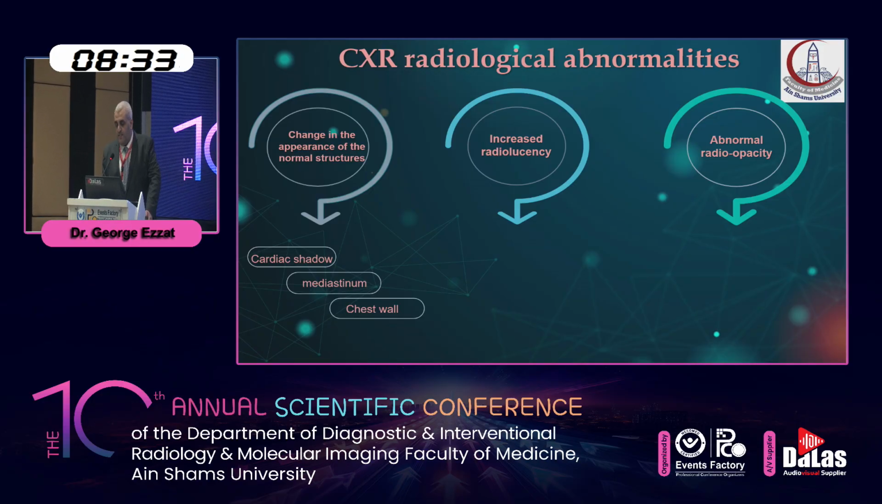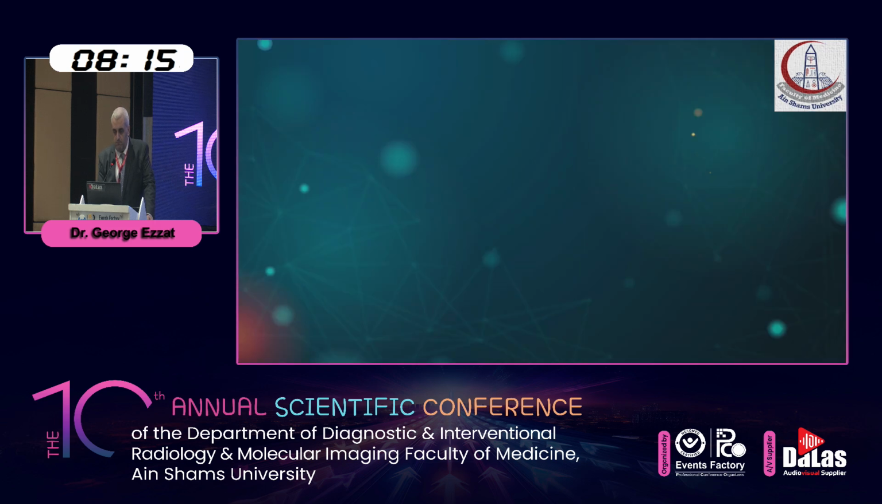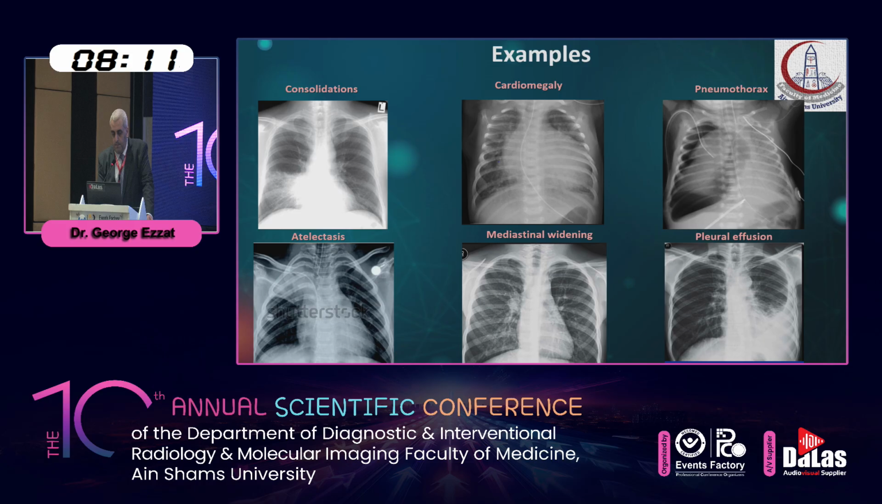Chest X-ray radiological abnormalities include change in the appearance of normal structures, increased radiolucency, and abnormal radio-opacity. Here are examples of some abnormalities.